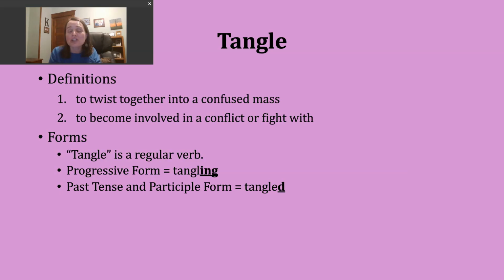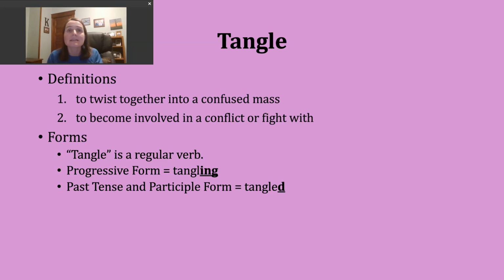For now, you should know that tangle is a regular verb. If you want to make the progressive form of this verb, drop the E on the end and then add ing. That forms tangling. The past tense and the participle form of our verb can be made by just adding the letter D, since this verb already ends in an E.